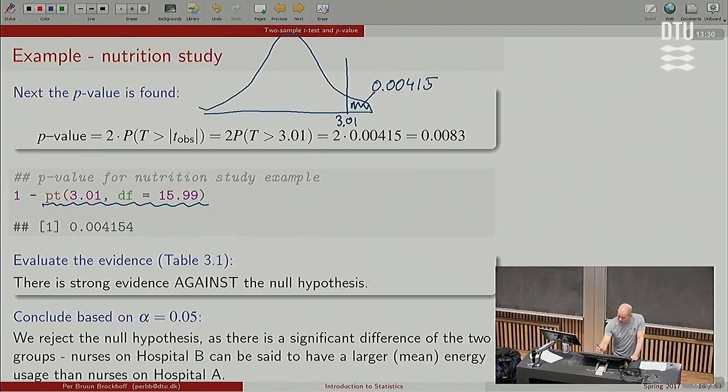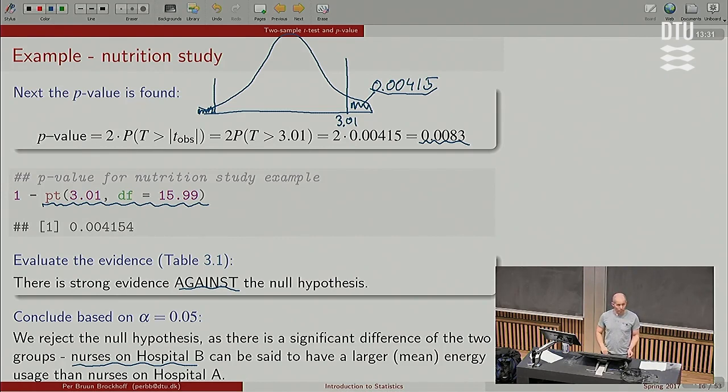And that's why I read off this number, and then I multiply by 2, because the definition of the p-value is that you should multiply this by 2. Because extremeness can be in both ends of the scale, and it's symmetric, so we can multiply by 2 to have both of them counted in. So the p-value is what we've already seen in the beginning, a pretty small one. Strong evidence against the null. So there is a difference. And we can allow ourselves to observe what the difference is, which has the higher load compared to which has the lower load. So we can say that the hospital B nurses have a larger mean energy use than hospital A nurses.